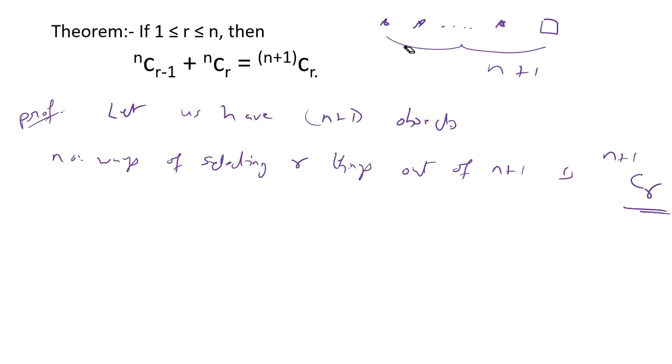Now I have these n plus 1 objects. In how many combinations will my special object be there, and in how many combinations will my special object not be there? These are the two questions. Next, the number of combinations which include the special object.